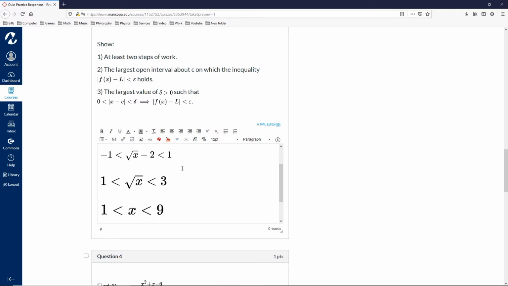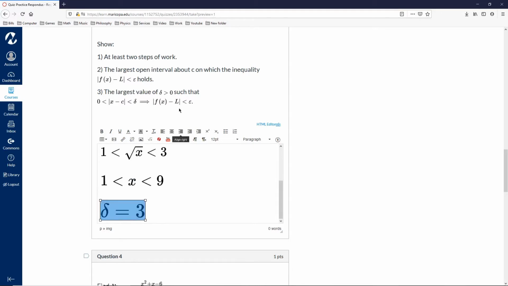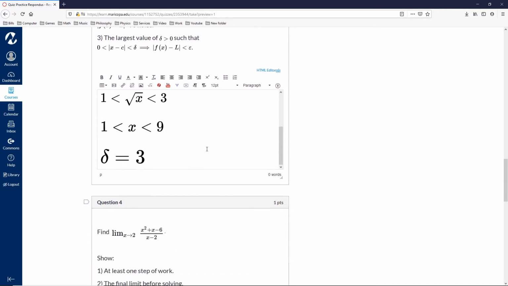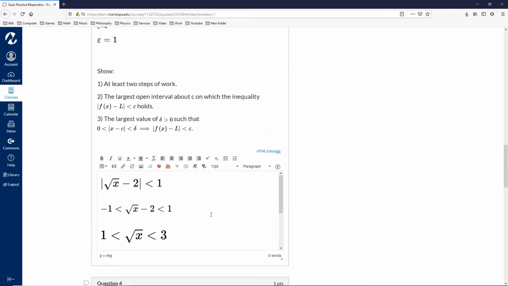This is showing the work. Here's the answer for part 2. Here's the answer for 3. And if you did this, this would be awesome, because then I can see what you're thinking, getting some idea as you show me your work. You got your answers. This would be cool. So this is what I'm hoping will happen with these essay type questions, using the equation editor and just showing me these lines of work.